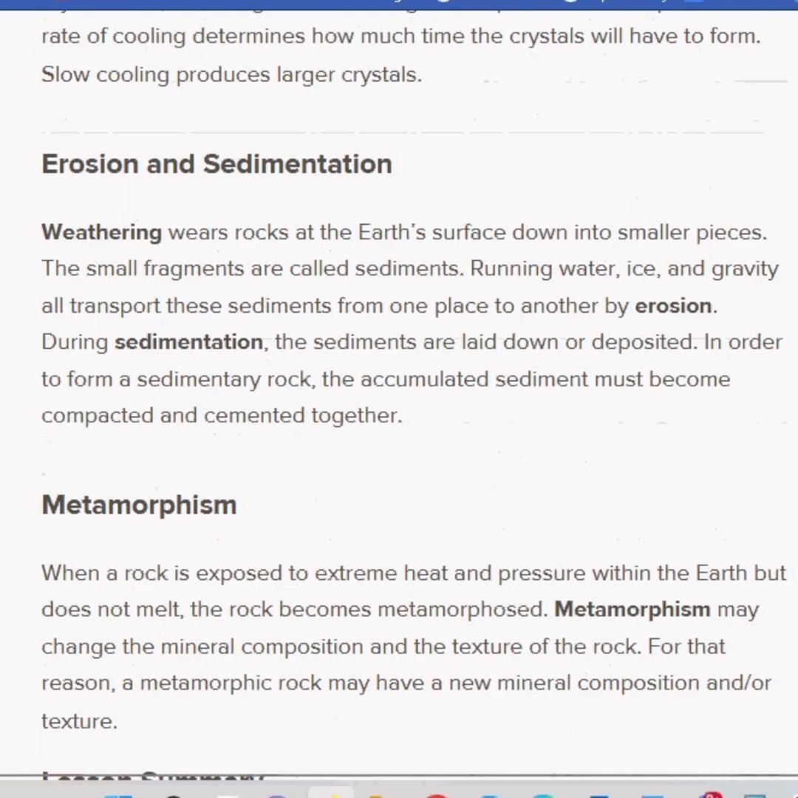Erosion and sedimentation. Weathering wears rocks at the Earth's surface down to smaller pieces. The small fragments are called sediments. Running water, ice, and gravity all transport these sediments from one place to another by erosion. During sedimentation, the sediments are laid down or deposited. In order to form a sedimentary rock, the accumulated sediment must become compacted and cemented together.